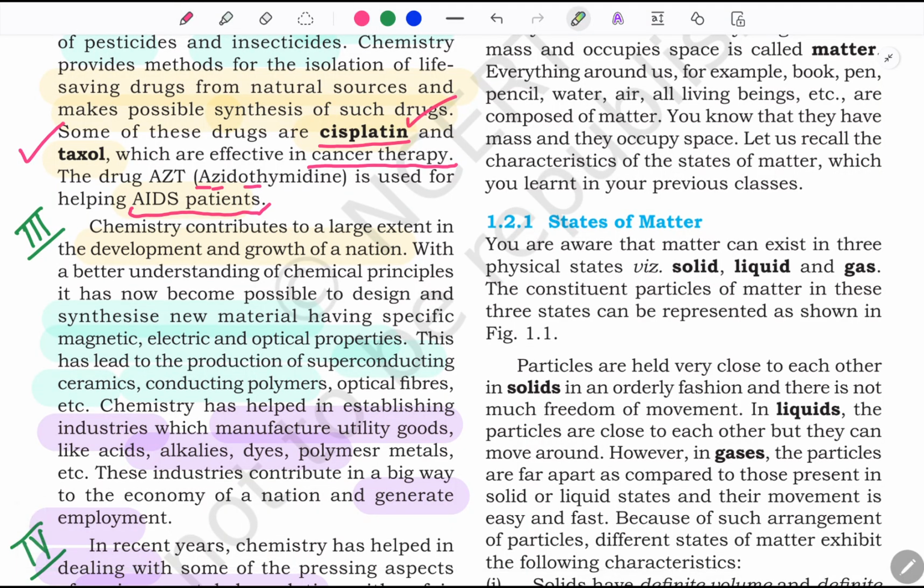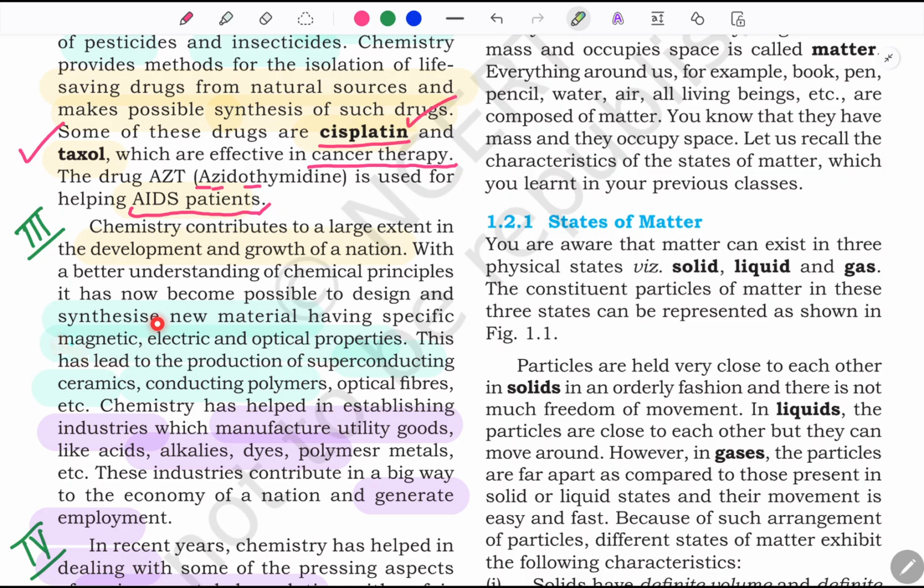The third use is that chemistry knowledge also helps us, to a large extent, in the development and growth of our country or any country for that matter. Whatever knowledge the scientists and the chemists have got, the chemical principles they have learned, you can use these principles to design and synthesize new material with your desired properties, whatever you want, like specific properties which can be magnetic properties, electric properties, optical properties.